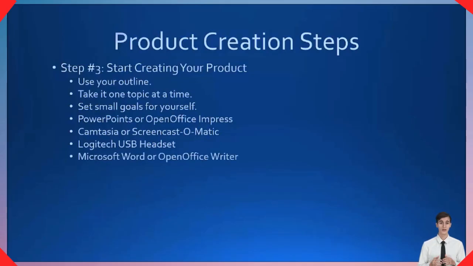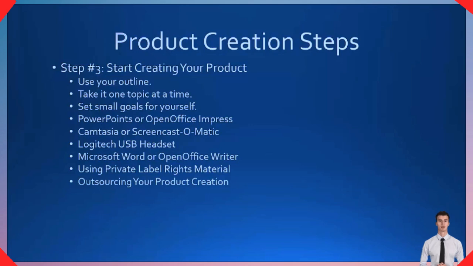You could also use a tool, Microsoft Word, to create your ebook or report, or you could use OpenOffice Writer, which is another free software that works very similar to Microsoft Office. Use private label rights material to create your product. Outsource your product creation. You could pay somebody to create your product for you.